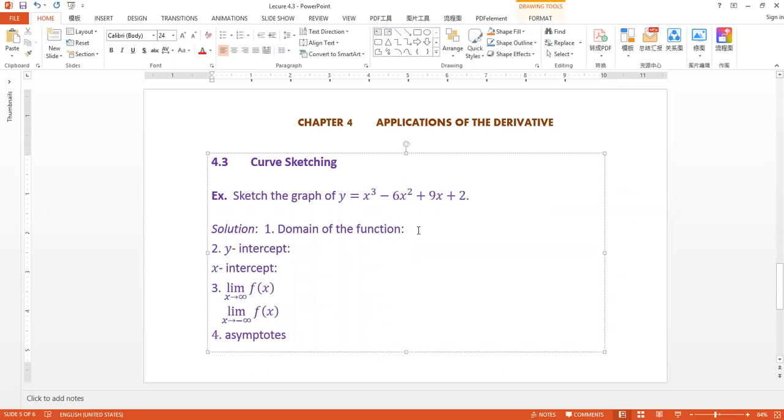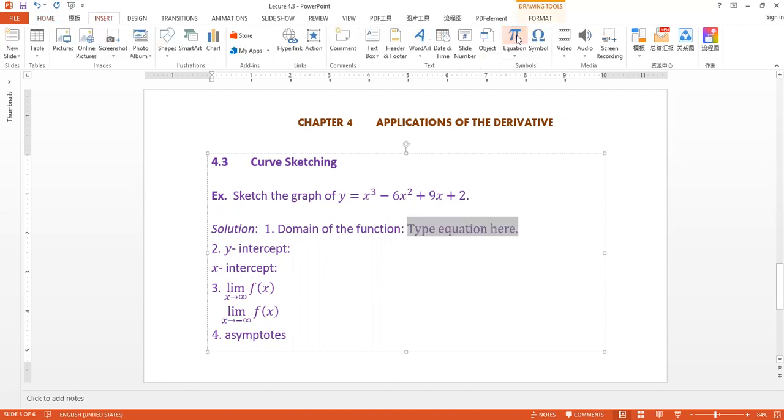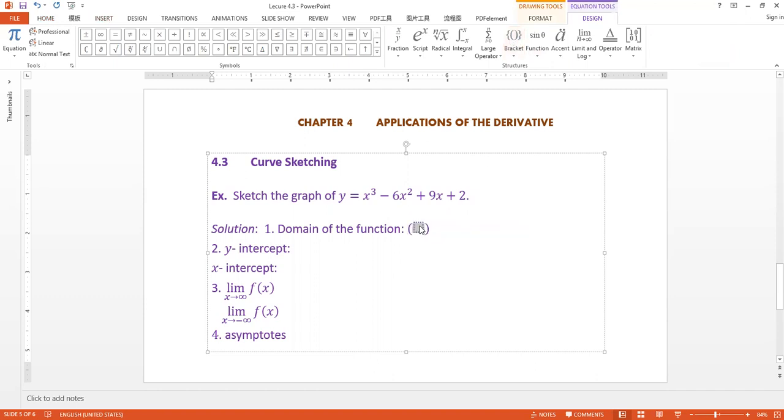Some of the steps are quite straightforward. Some of them are not. So let's just do it one by one. All right. So in the first step, we would like to determine the domain of the function. We would like to sketch the graph y equals x cubed minus 6x squared plus 9x plus 2. So that's a polynomial, and we know the domain of a polynomial is all real numbers.